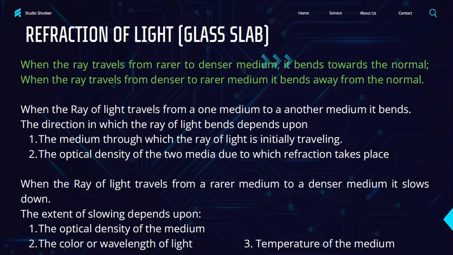So again, refraction of light or bending of light or slowing of light depends upon three factors. First one is the optical density of the medium. Second one is the color or wavelength of light. And third one is the temperature of the medium.